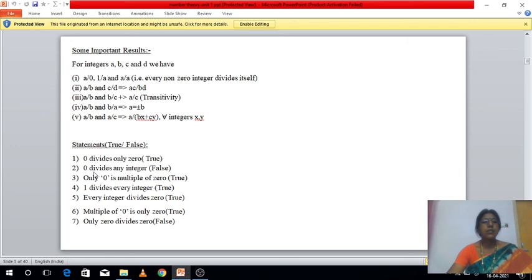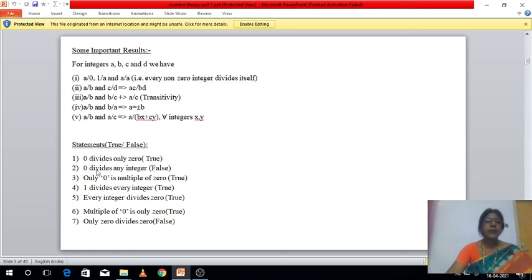0 divides only 0. The second one is 0 divides any integer. Next, only 0 is a multiple of 0. 1 divides every integer. Every integer divides 0. Multiple of 0 is only 0. Only 0 divides 0. Answers are already given here. 0 divides only 0 is true.